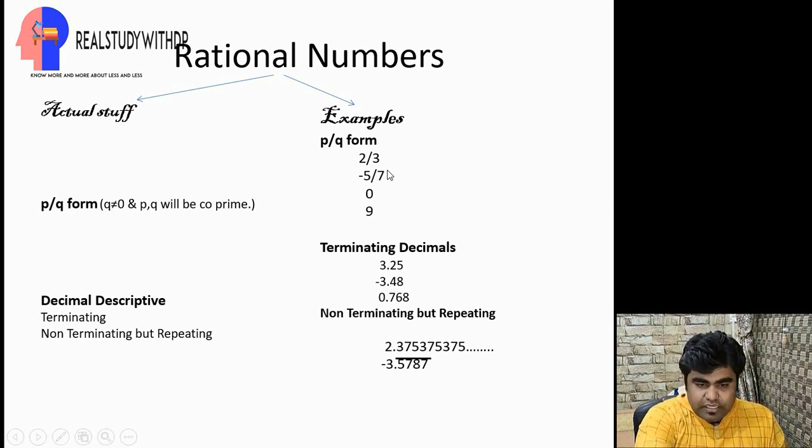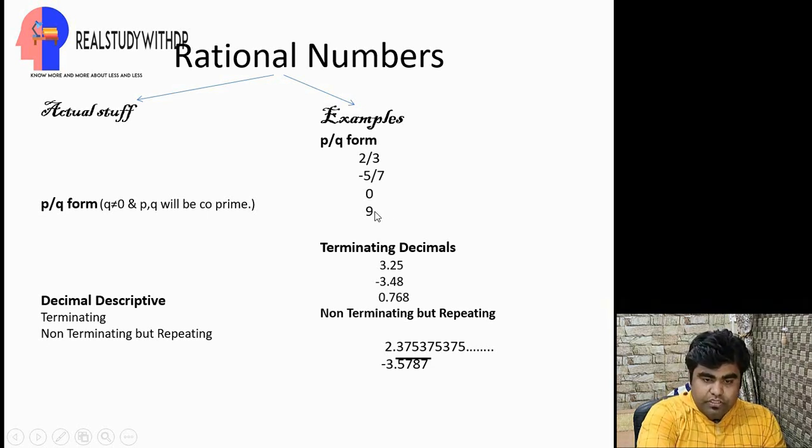All right. So these are the examples of your rational numbers. The first one I have explained. Say negative 5 over 7. That also has 1 as a prime factor.